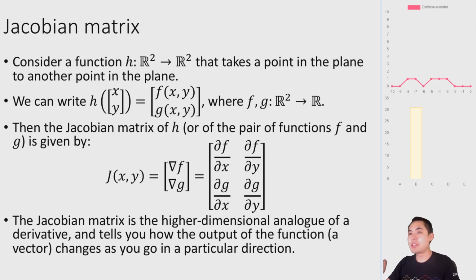And the intuition here is that this Jacobian matrix tells you, for a particular point, how the output changes as you go in some direction. But of course, because the original function gave you a vector as an output, the Jacobian matrix here gives you another vector, a difference vector, as an output instead of just a number.